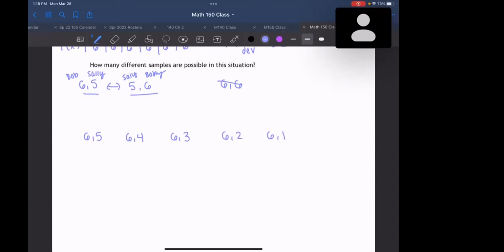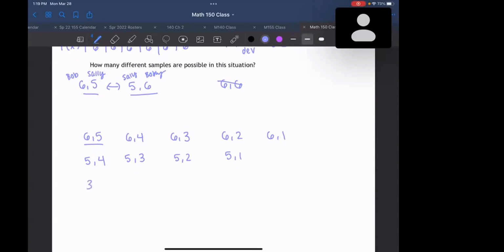Let's just say I wanted to start with a 5. Would 5 and 6 be a different sample than what I've had here? No, right, because it's the same as 6 and 5. So I'm not gonna write 5 and 6. Am I gonna write 5, 5? No, right? So I have to start with 5, 4 this time. 5, 4, 5, 3, 5, 2, 5, 1. Okay. Going down to 3.